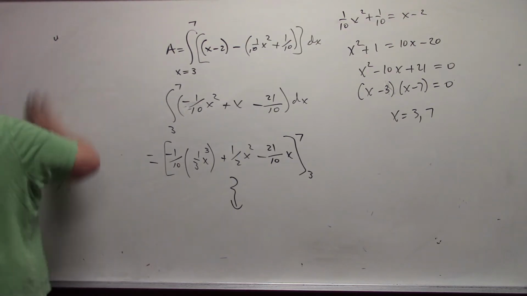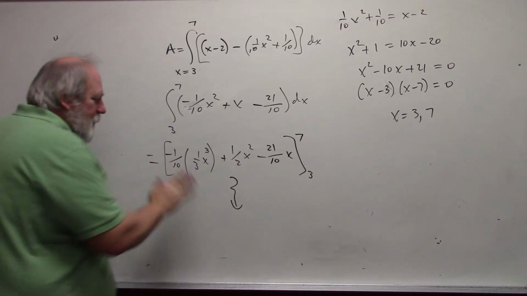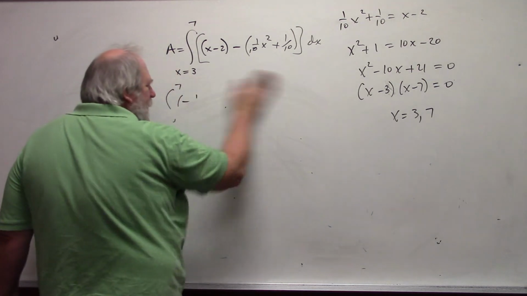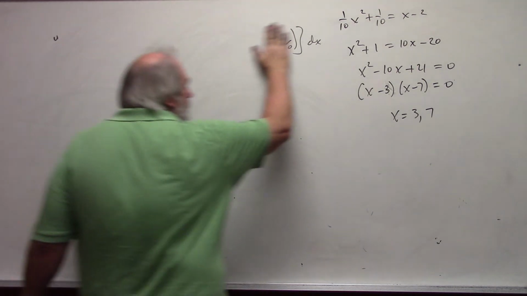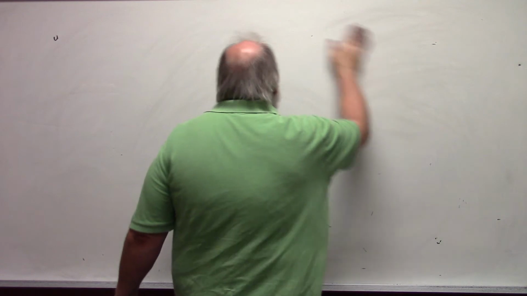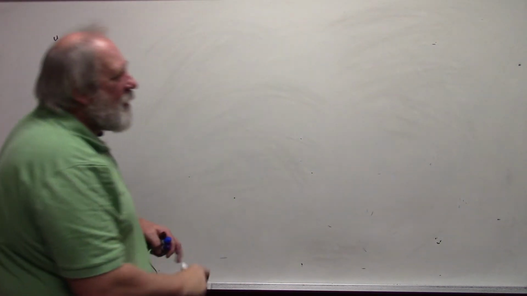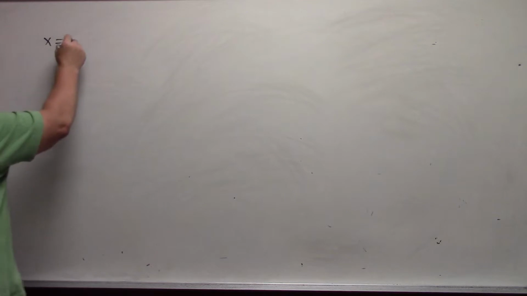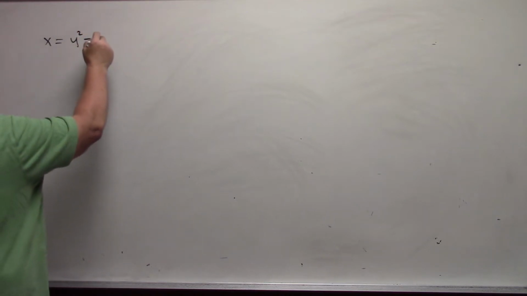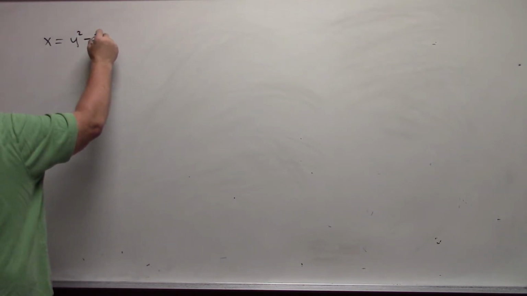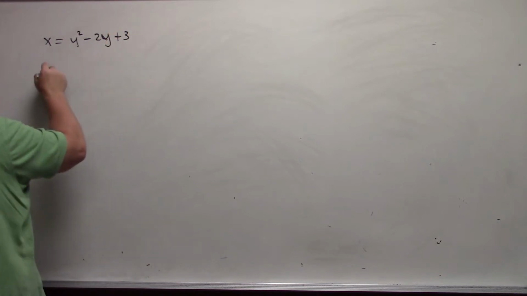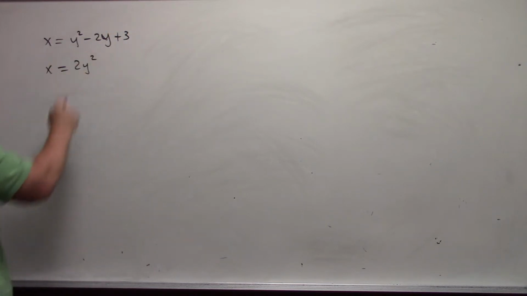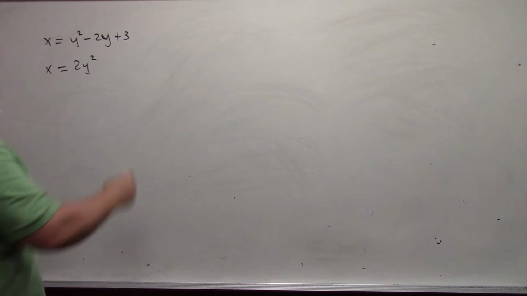Okay, next example, I want to look at one that goes sideways, where we use rectangles that are horizontal, my variable being y instead of x. And let's suppose that I have x is equal to y squared minus 2y plus 3, and x is equal to 2y squared minus 5.